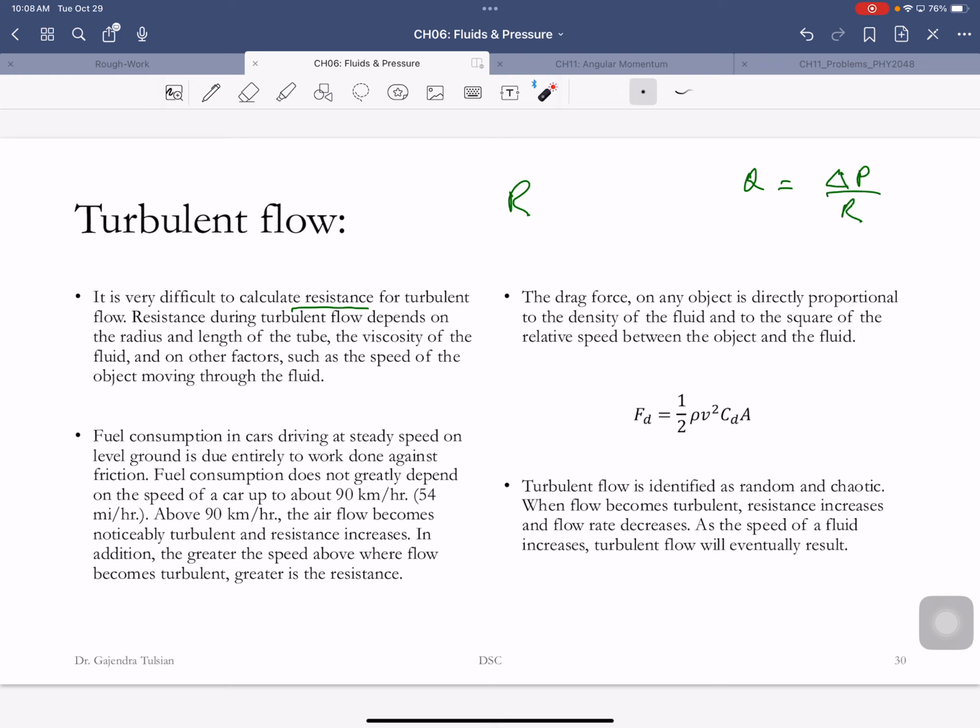By the way, fuel consumption in cars when driving below about 50 miles an hour is less because turbulence has not set in. When you drive faster than 50 miles an hour, as you increase the speed, resistance increases and your fuel consumption increases. So this is the drag force when an object is traveling in a fluid. Again, this is for a non-turbulent flow.